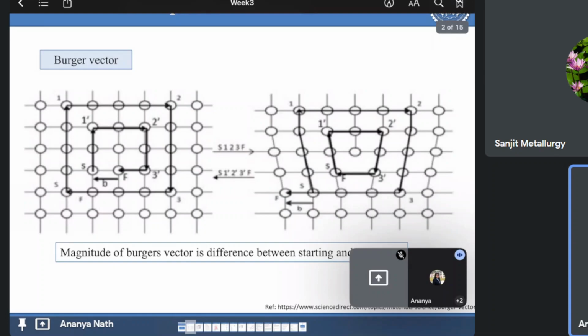So Burgers vector defines the magnitude and the direction of the dislocation. There can be two types of dislocation, either edge or screw type. For edge type and screw type, the phenomenon by which the slip will occur is completely different. In both cases there will be an extra half plane, but where you find the extra half plane, depending upon that, the motion of the dislocation throughout the lattice will take place.